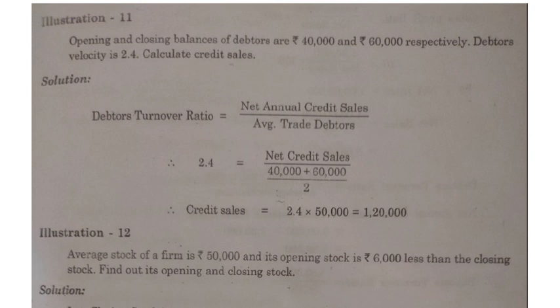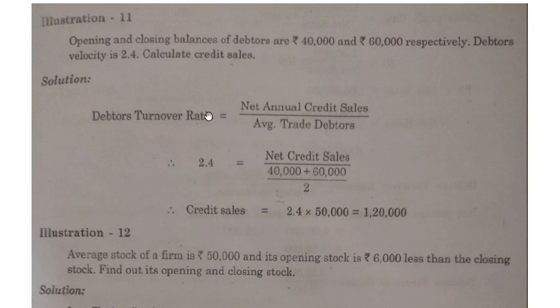So we're going to start out with the simple questions and solutions for the ratio analysis. Our first question is: opening and closing balances of debtors are 40,000 and 60,000 respectively. Debtors velocity is 2.4, which is nothing but the debtors turnover ratio. Calculate credit sales.